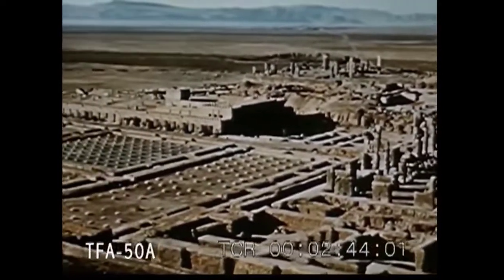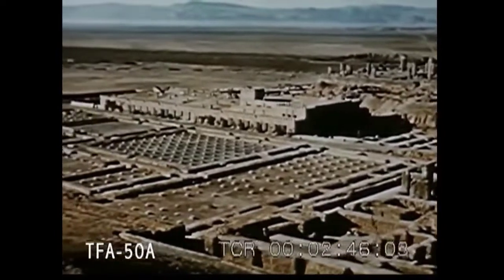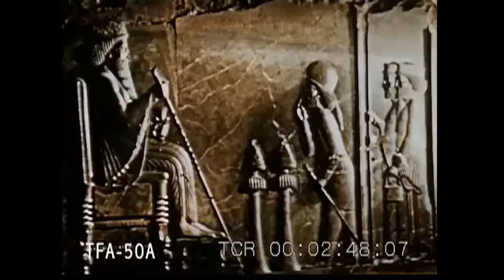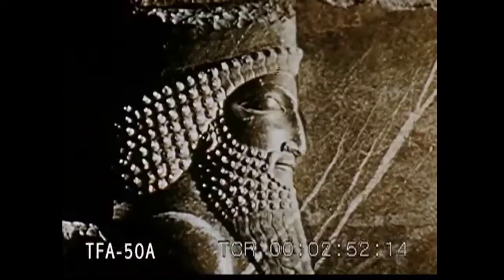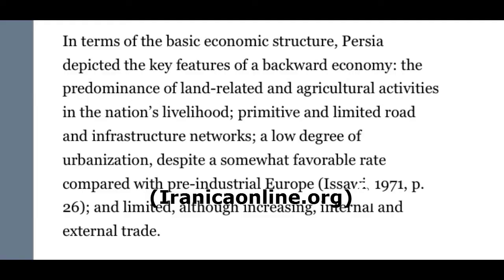The Iranian economy had been underdeveloped for quite a while, due to economic isolation and an overdependence on agriculture. In terms of the basic economic structures, Persia depicted the key features of a backward economy: the predominance of land-related and agricultural activities in the nation's livelihood, primitive and limited road and infrastructure networks, a low degree of urbanization, despite a somewhat favorable rate compared with pre-industrial Europe, and limited although increasing internal and external trade.